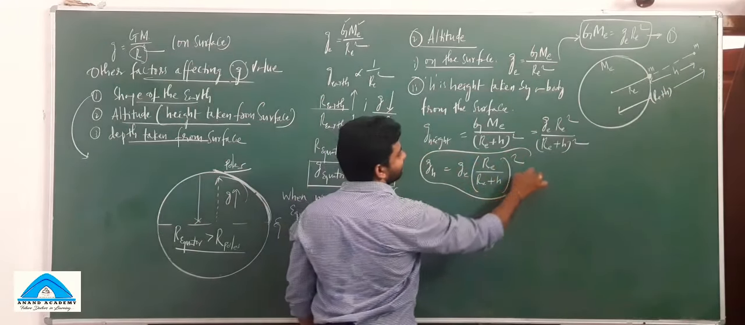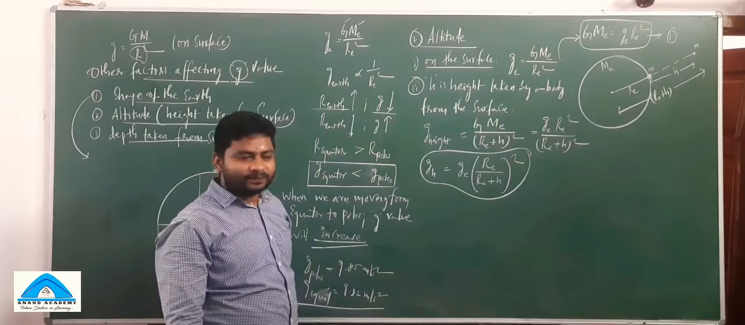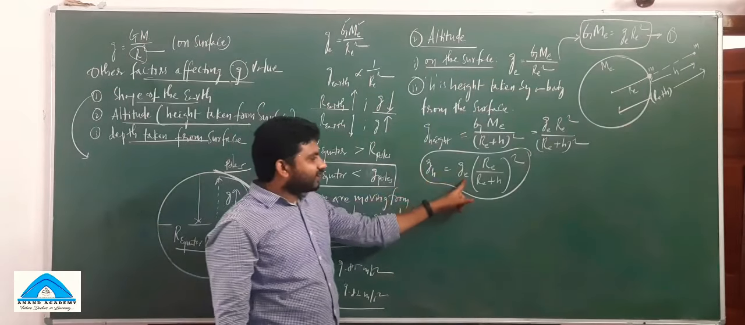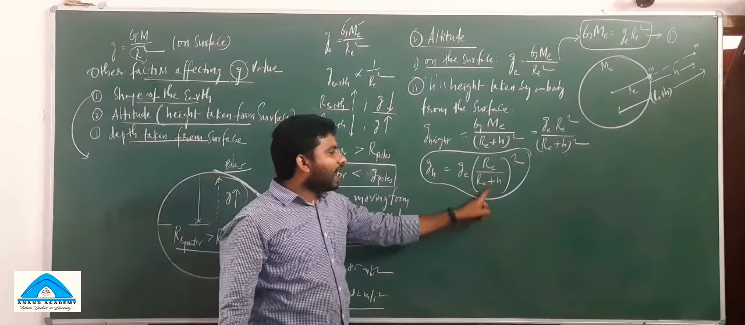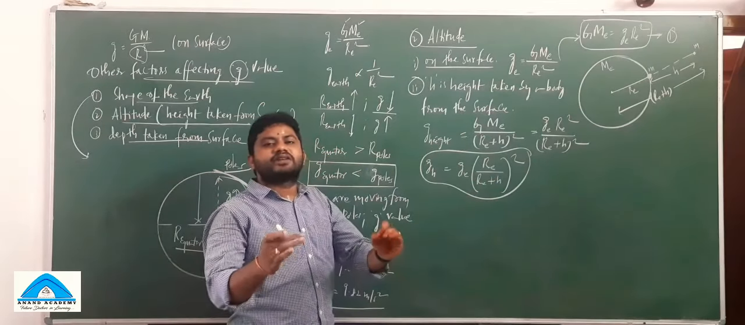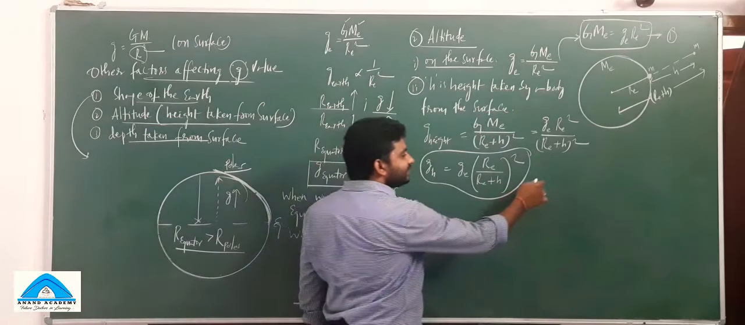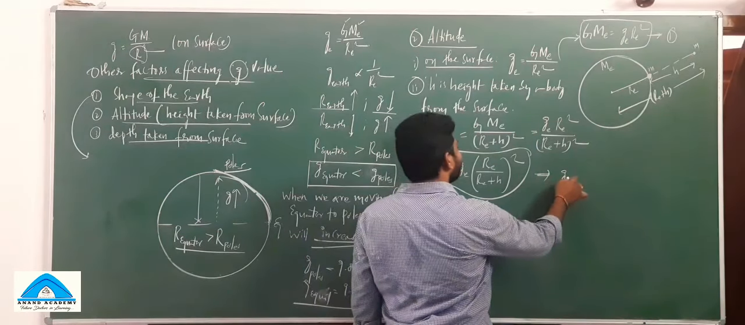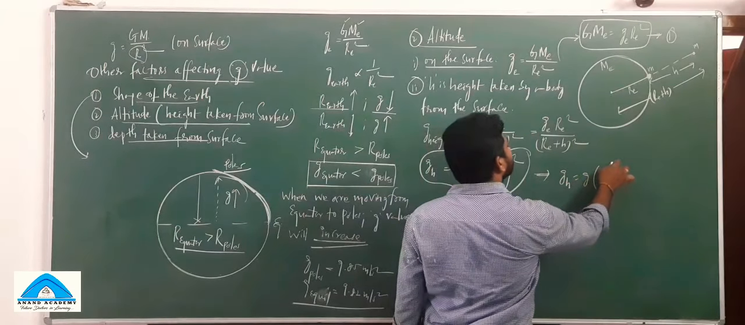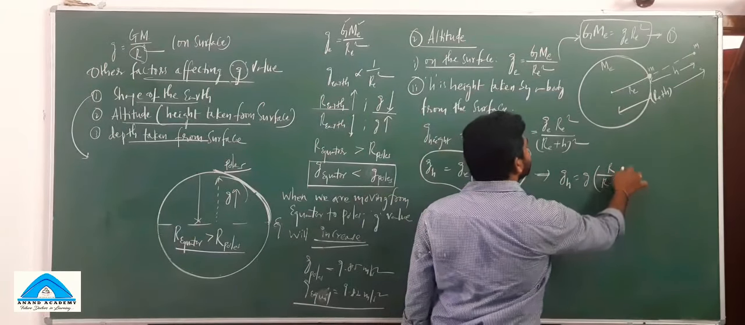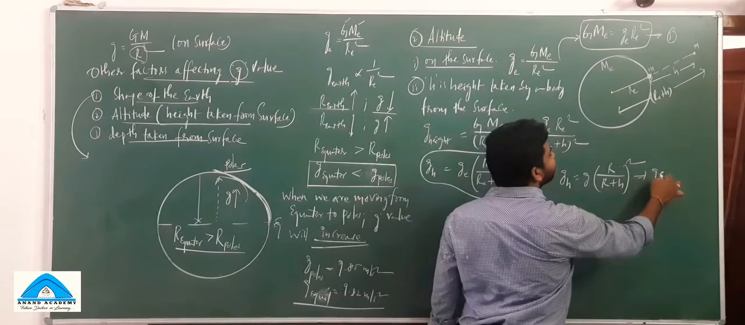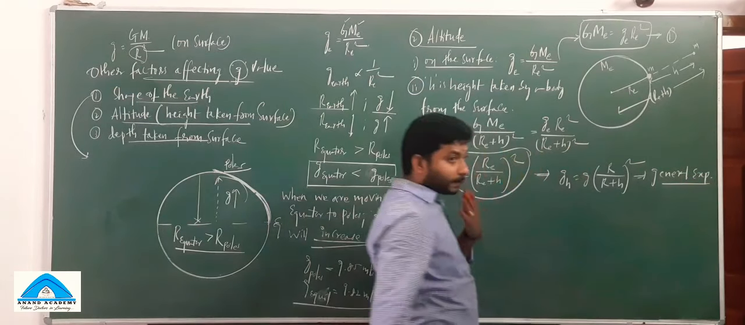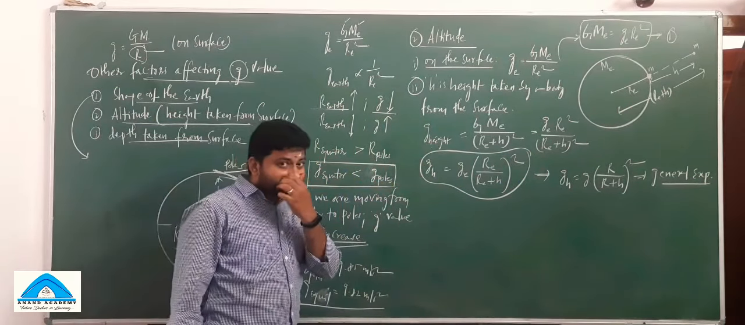Carefully see this. Understand? Clear? So, acceleration due to gravity at some height is equal to G suffix E into R suffix E by R suffix E plus H whole square. It's a simple derivation we have done. And the most general expression is G suffix H is equal to G into R by R plus H whole square. So this is a general expression. Okay? Clear? Sure?